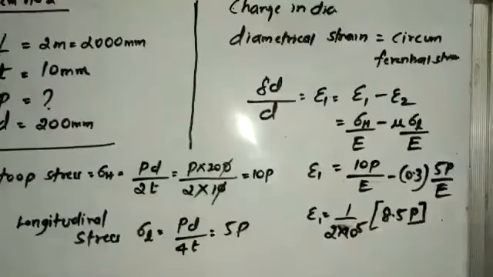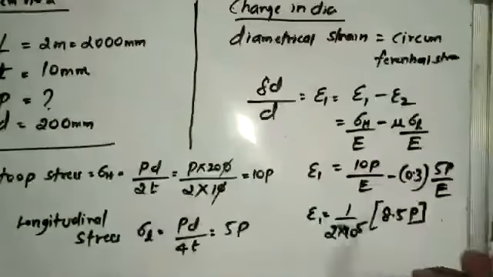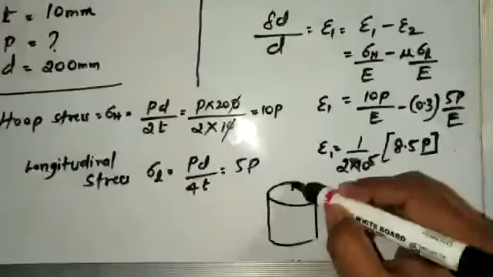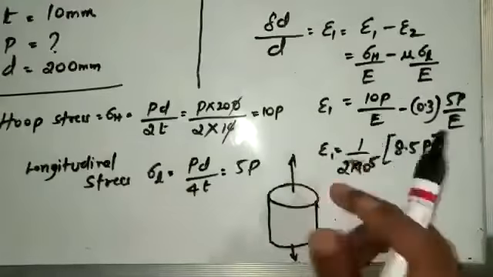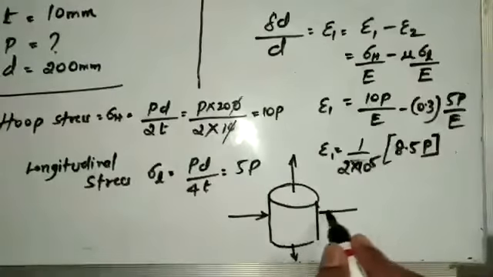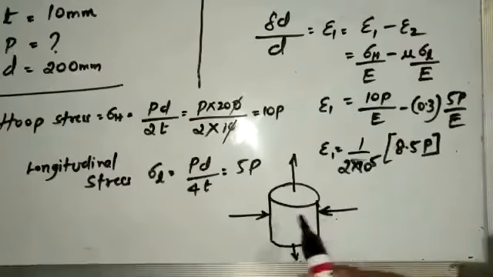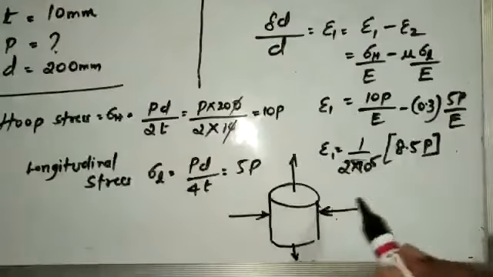Similarly, what other strains are there? So change in diameter is over. Change in length. So when you consider change in length, we have to consider, this is a cylinder. So you are assuming that the change in this direction is positive. It is more compared to the change in the circumferential direction. So this will take it as compressive, this will take it as tensile in nature. So we'll take this as positive, this as negative.